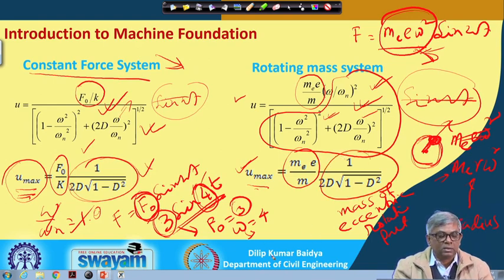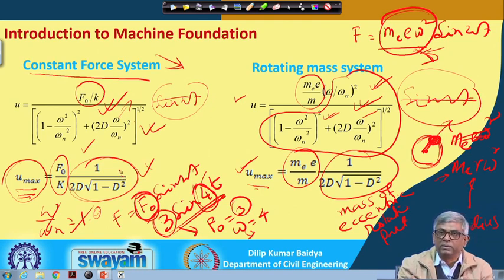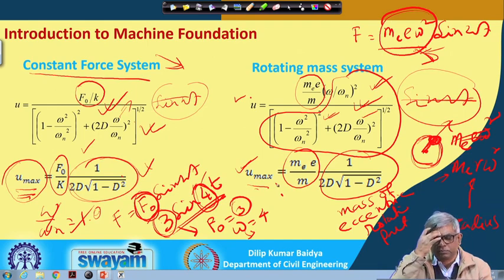So, that means if I want to find out the amplitude at any frequency for a constant force system, I will use this equation. If I want to find out the resonance amplitude for a constant force system, I will use this expression. Similarly, if I want to find out the amplitude at any frequency for a rotating mass system, I will use this expression, and if I want to find out the resonant amplitude for a rotating mass system, then I will use this expression. So, you have to be very familiar with this.